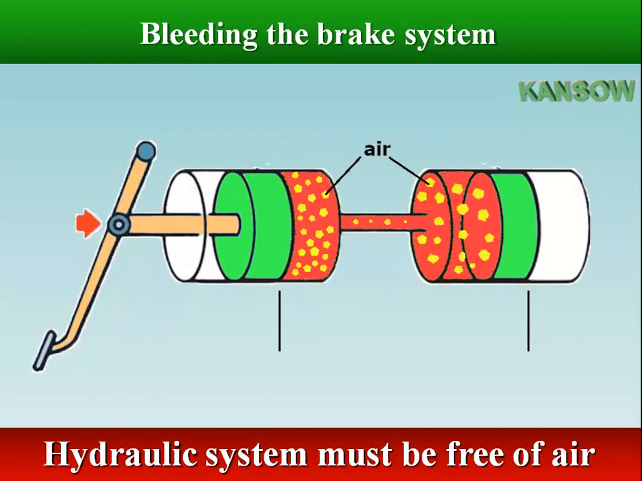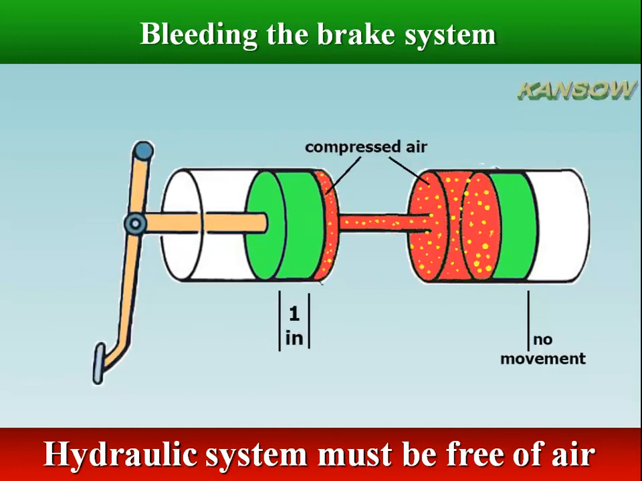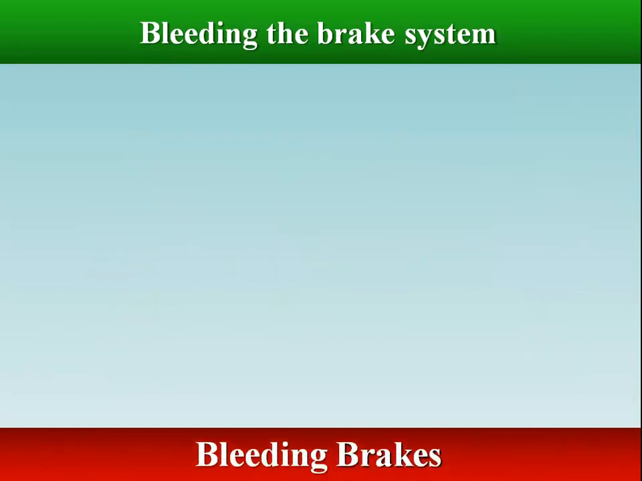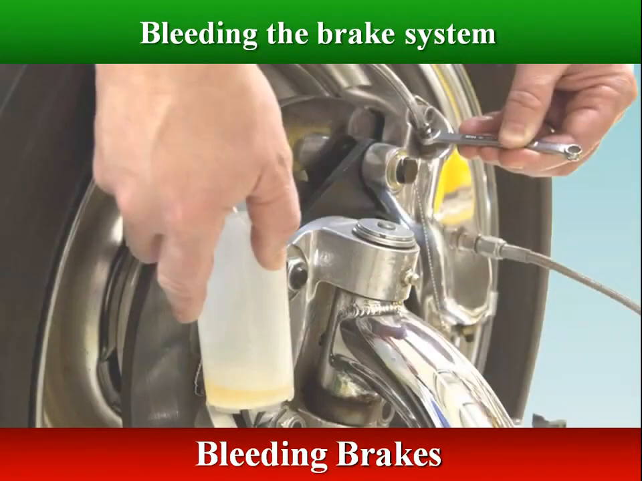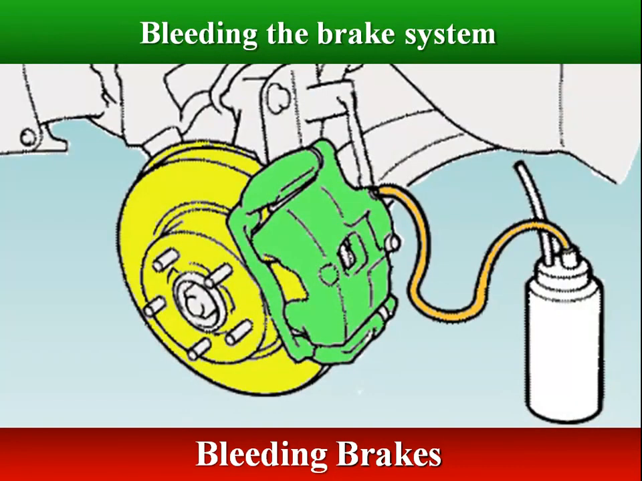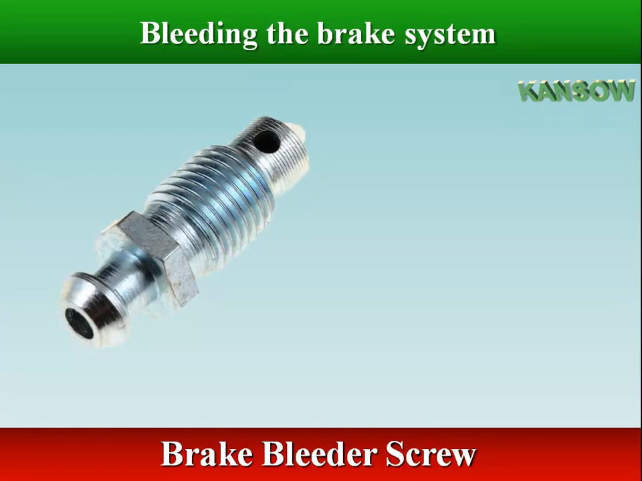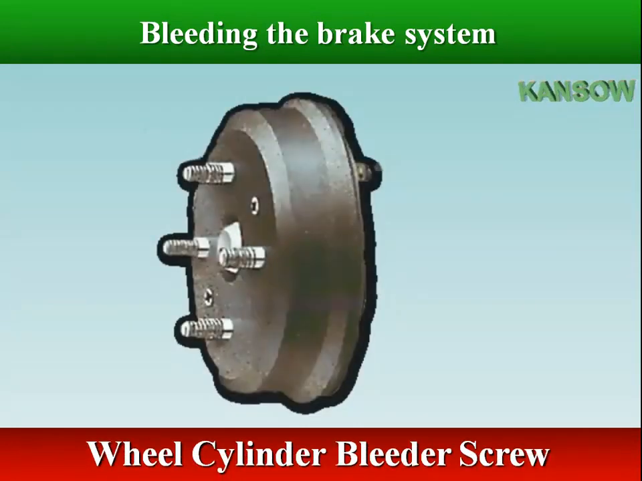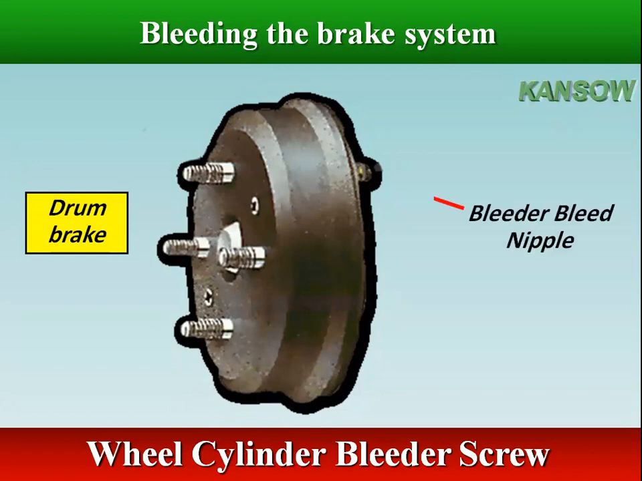If air is in the system, the air is compressed when the brake pedal is depressed, and the brake fluid does not transmit the force to the wheel brakes. Bleeding brakes is the process of removing air bubbles from the brake system. Each caliper or wheel cylinder is provided with a bleeder screw located behind it, for bleeding brakes.